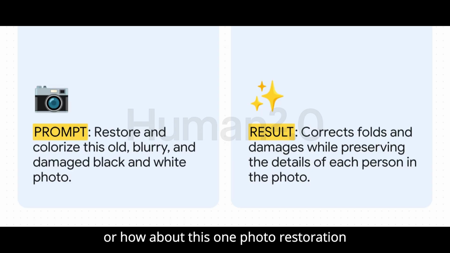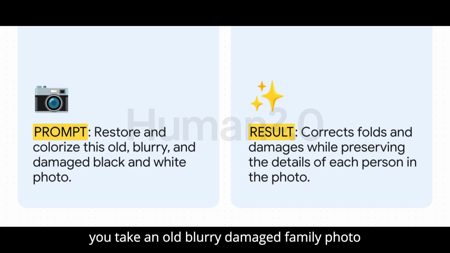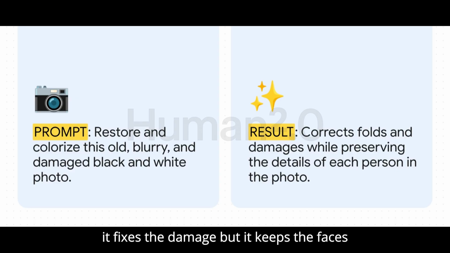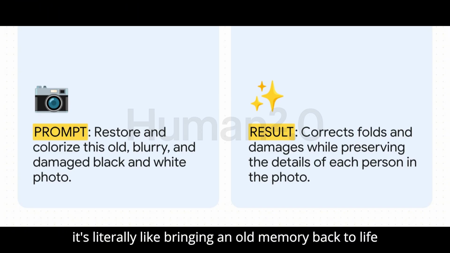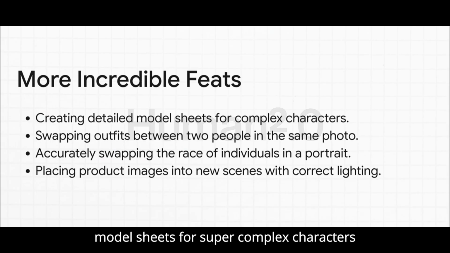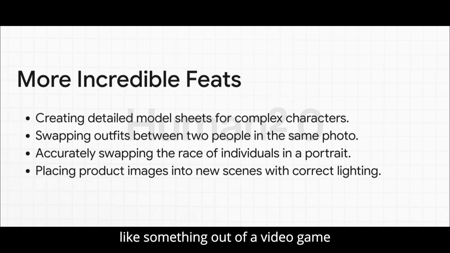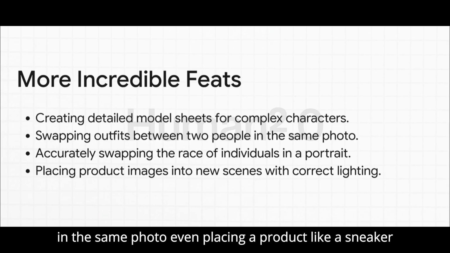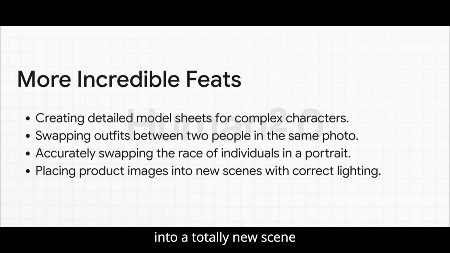Or how about this one? Photo restoration. You take an old, blurry, damaged family photo, the kind with creases and spots, and just ask it to restore and colorize it. And boom, it fixes the damage, but it keeps the faces, all the important details totally intact. It's literally like bringing an old memory back to life. And it just keeps going. We're talking about creating detailed model sheets for super complex characters, like something out of a video game, swapping outfits between two different people in the same photo, even placing a product, like a sneaker, into a totally new scene and getting the lighting and shadows just right.